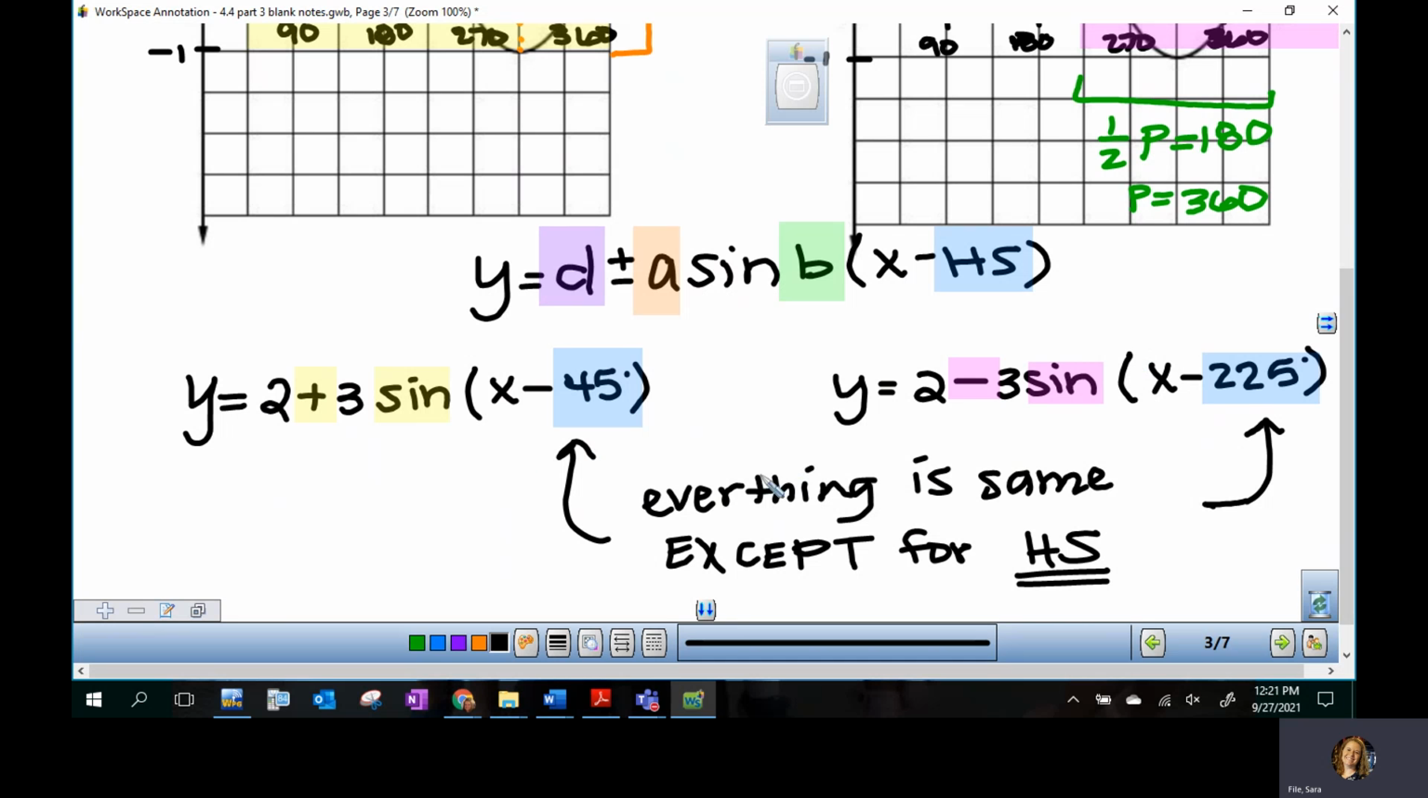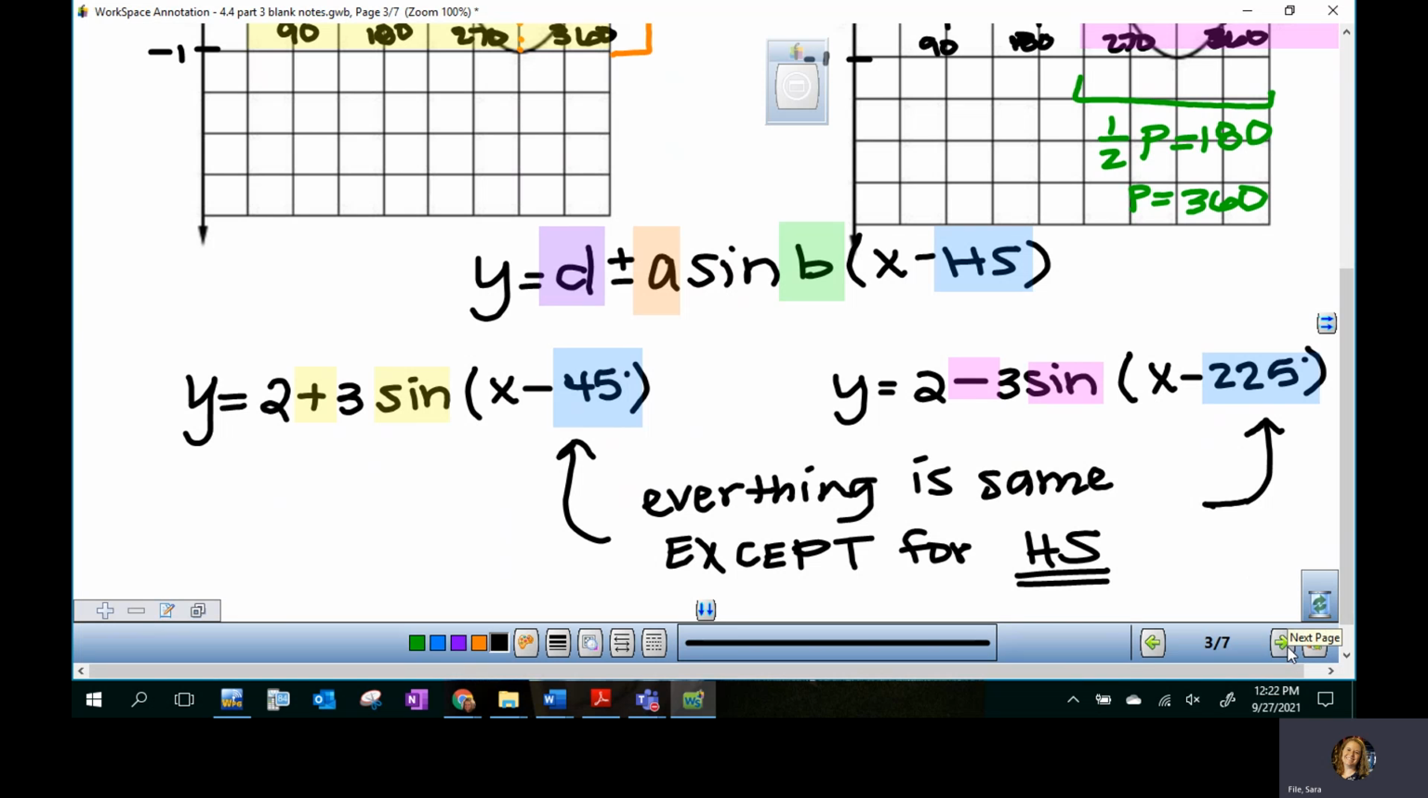So both of those would be correct answers. If I asked you to write the equation of that graph, and I didn't tell you what cycle to use, you could have used positive sine or negative sine. You also could have used cosine or negative cosine. So there's actually 4 different equations that would be correct. Does that make sense?